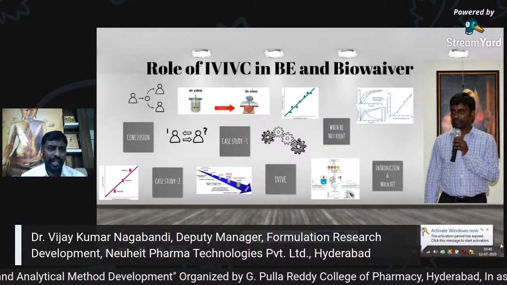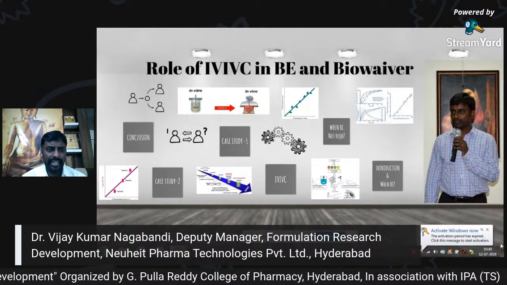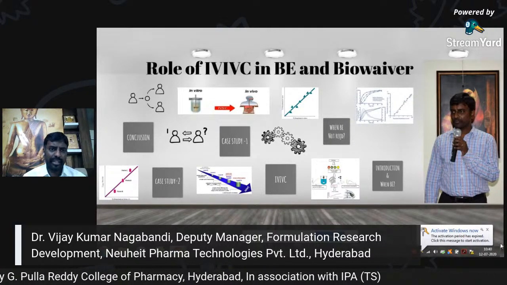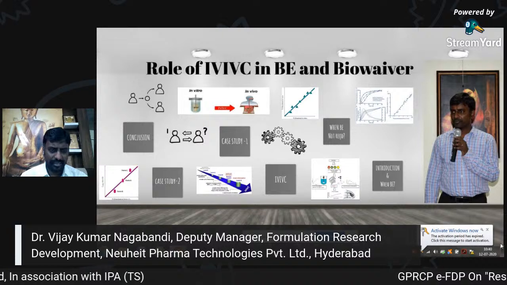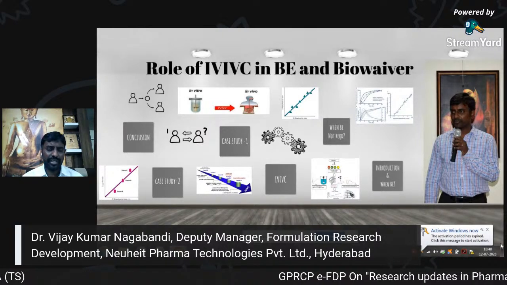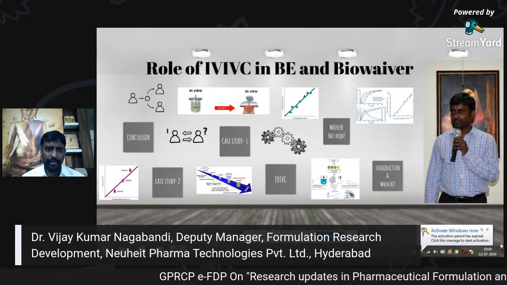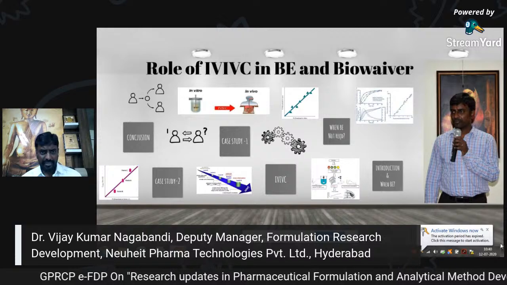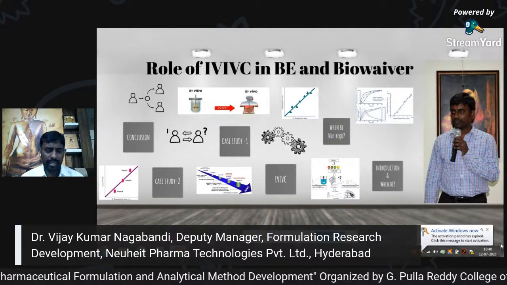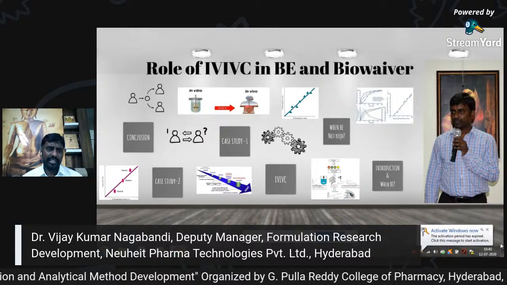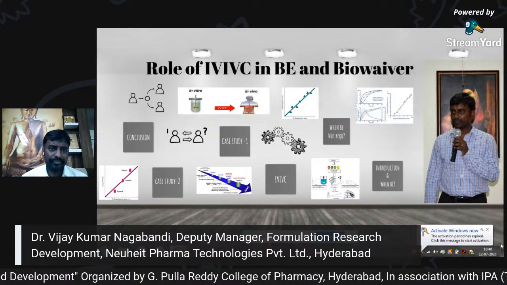And definitely the innovator product comes to the market as an NDA, a new drug application. They have some royalty, and definitely they will have some patents. But as a pharmaceutical or therapeutic alternative to the innovator molecule, there is another kind of research. Most of the Indian companies are focusing more on this other kind of research, which is generic formulation research.